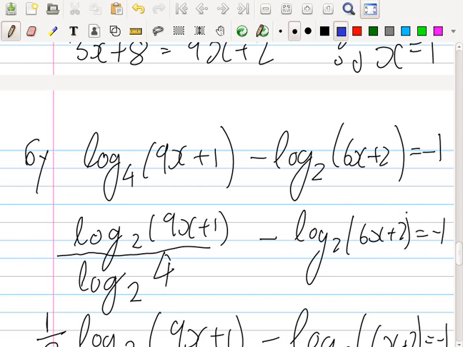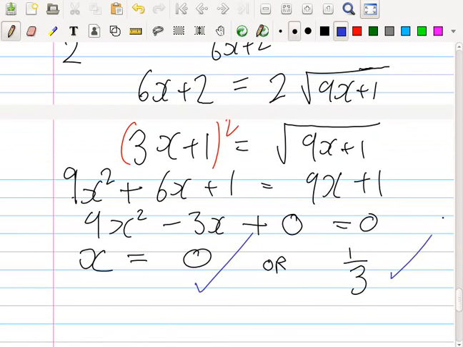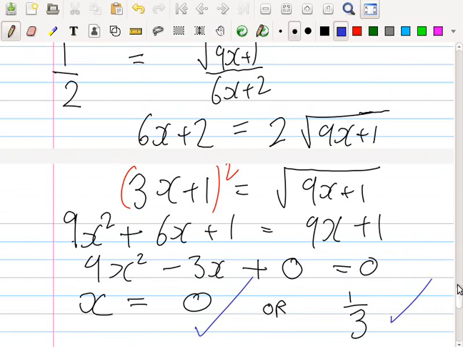Now what's the other answer? It's 1 over 3. So what's 9 times 1 over 3? 3 plus 1. That's fine. And then here, it's fine too. So both answers are acceptable. They won't make log a negative number. Yep, 0 or 0.333.